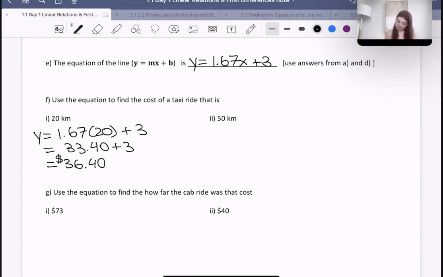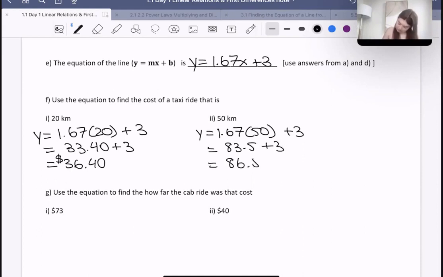Now, how about for 50 kilometers? Y is equal to 1.67 times 50 kilometers plus 3, which is equal to, let's see, 1.67 times 50 is $83.5 plus 3, which is going to be $86.50. So therefore, it would cost $86.50 to ride a taxi for 50 kilometers, which, I mean, that's a lot of money, but that's also a pretty far taxi ride. That taxi ride could easily end up taking at least half an hour, likely more. So also a pretty long taxi ride for sure.